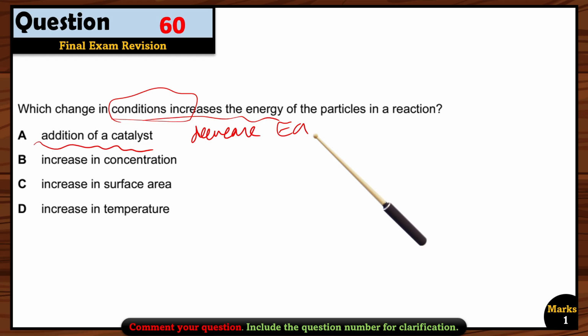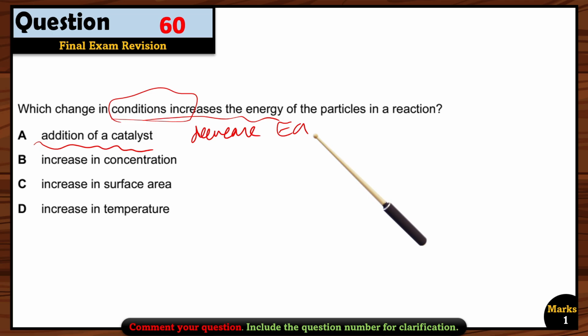Increasing the concentration, I already have told you, increasing the concentration, increasing the surface area always increases the rate of collision. Okay, why does it increase the rate of collision? Because more particles are now exposed to each other. So energy has nothing to do with concentration, with surface area, and also with the pressure. Okay, now the only thing that remains is temperature.